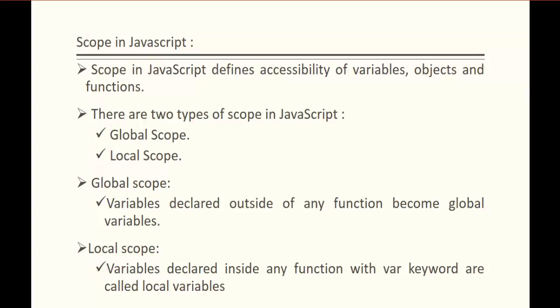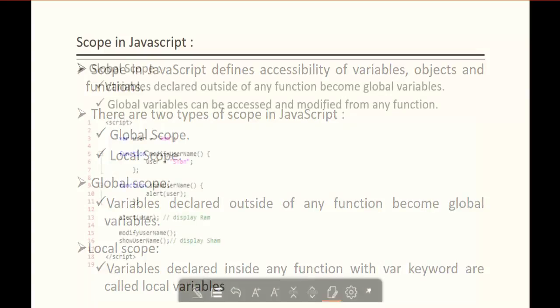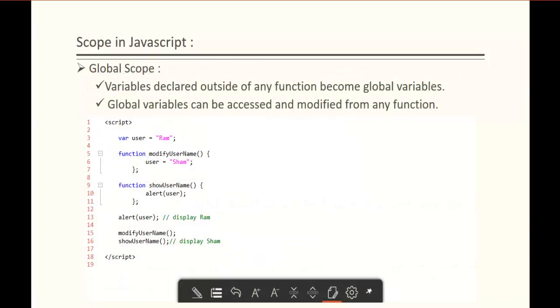And coming to local scope, variables declared inside any function with the var keyword are called local variables. Keep in mind that a variable declared with the var keyword inside the function can be accessed only within that function, but not outside the function. That type of scoping a variable is called local scope. In this session we are going to learn about the global scope.